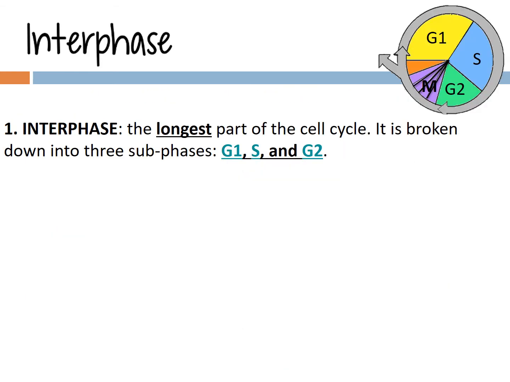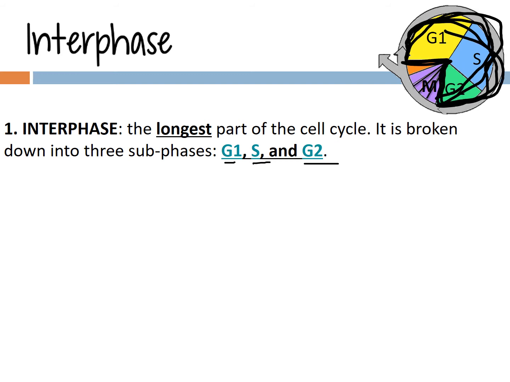So interphase is the longest part of the cell cycle. It's broken down into 3 subphases, G1, S, and G2. So if this right here is the cell cycle, you're looking at interphase being the majority of this cycle. Man, I cannot draw on this pad at all. This is awful. I draw better with my mouse. All right, you get the idea. Kind of, hopefully.